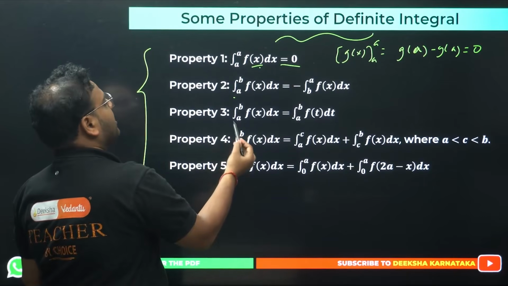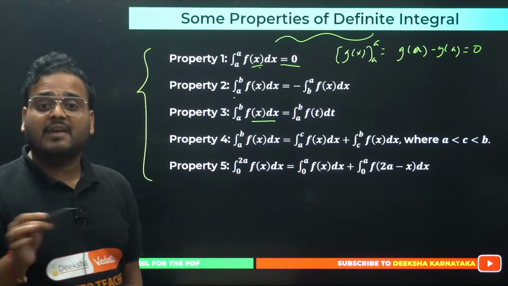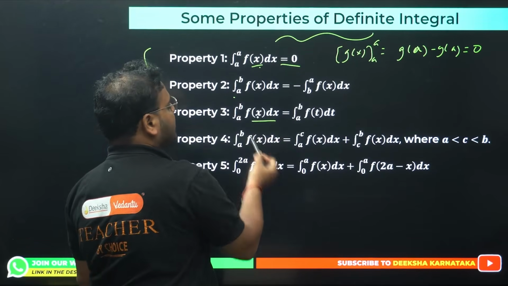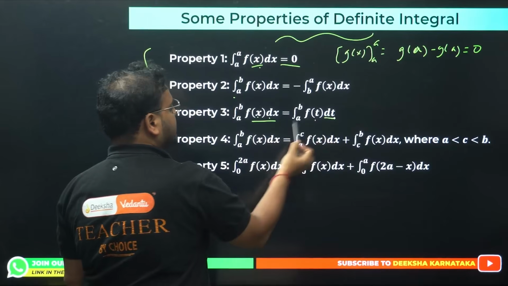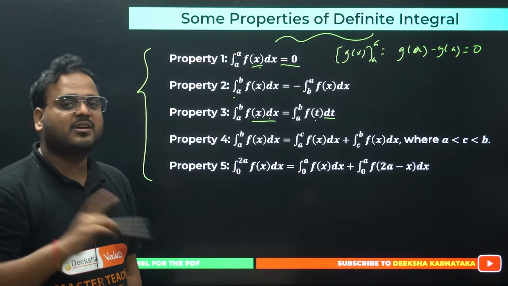Property 3, if you have the integral from a to b of f of x dx, you can change the variable of the function anytime without any change in the limits. Check here. f of x becomes f of t, dx becomes dt. Limits same. The function's variable can be changed without changing the limits.